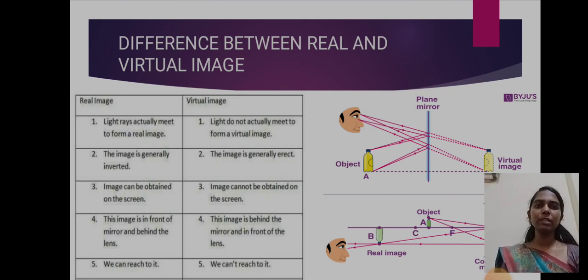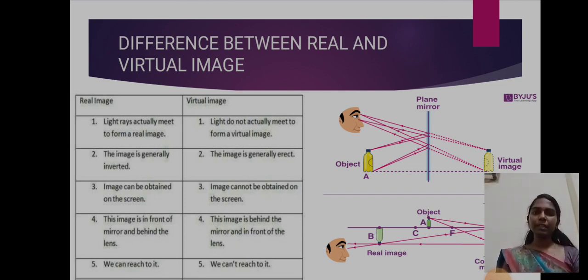This is the difference between the real and virtual image. In a real image, light rays actually meet to form the image. Here they do not meet to form a virtual image. And in the case of a real image, the image is generally inverted. And in the case of a virtual image, the image is erect. Erect means it is straight.